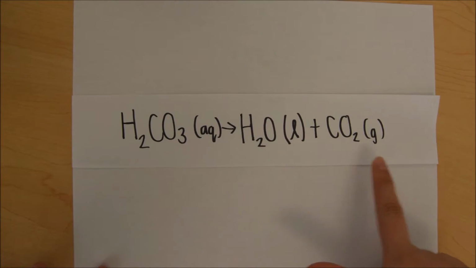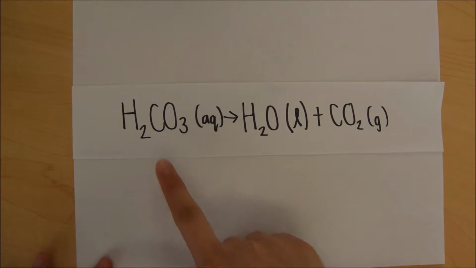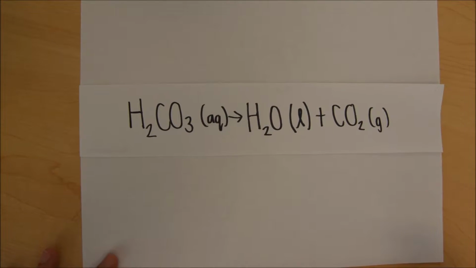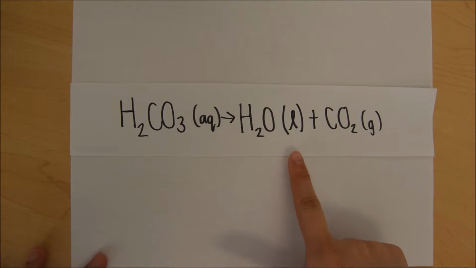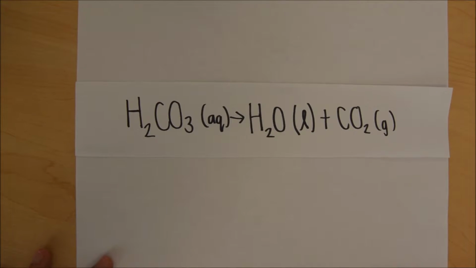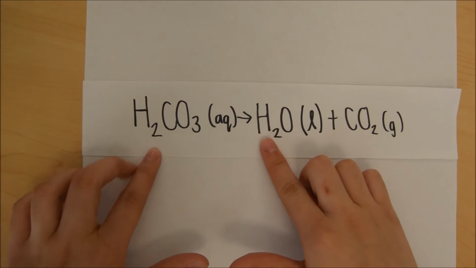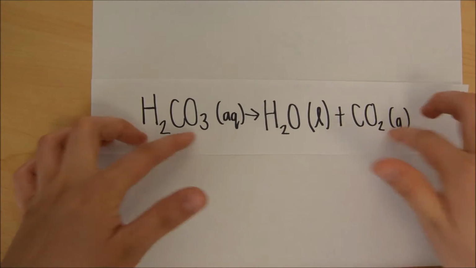Here we have 3 different states of matter. The carbonic acid, which is on the reactant side, is aqueous, where ions dissolve in solvent. And the water is in a liquid state, and the carbon dioxide is a gas. We can tell that this example is balanced because we have 2 hydrogens, 1 carbon, and 3 oxygens.